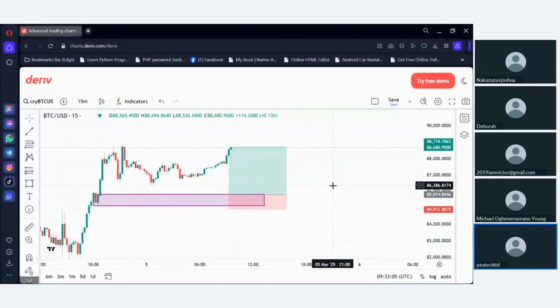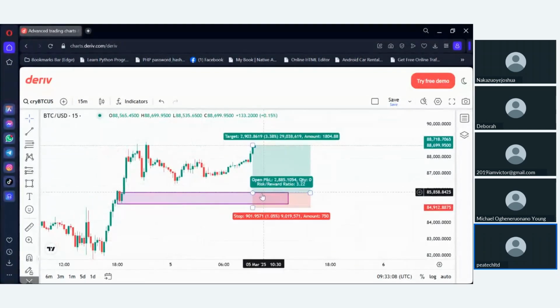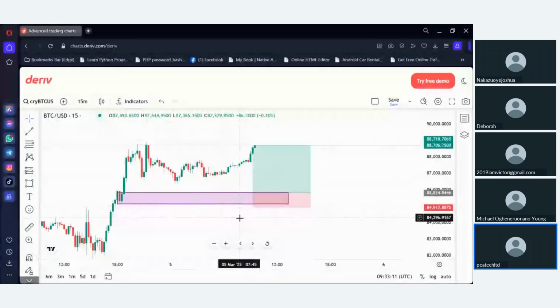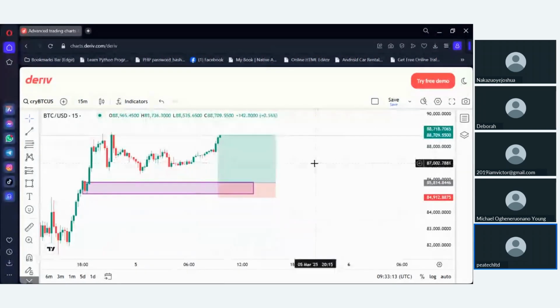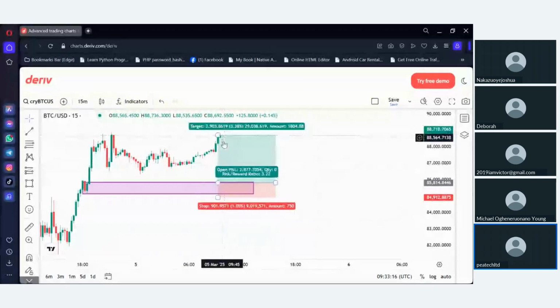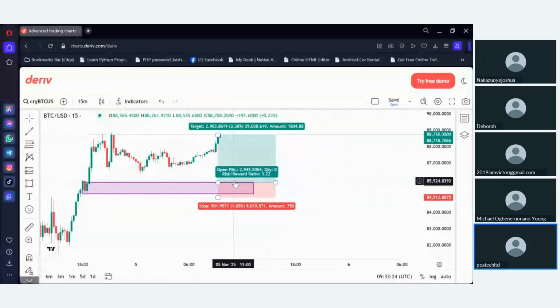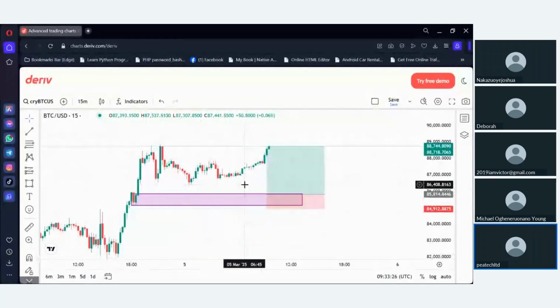Now, as long as this market has not been activated, we cannot lose our money. The only way our money can go is if the market should come, activate our entry, and touch our stop loss. But as long as this market refuses to come here, then we can say, okay, we have missed this entry.